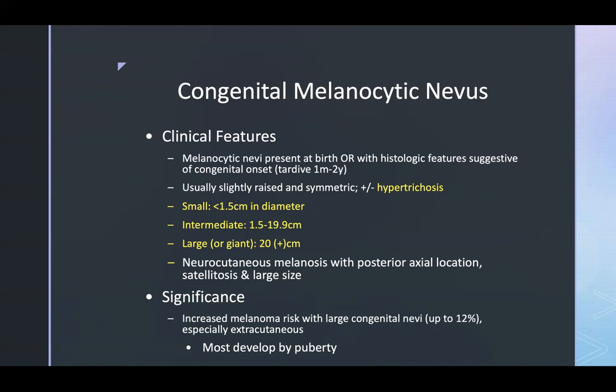Patients with a large congenital melanocytic nevus are at higher risk for neurocutaneous melanosis, with posterior axial locations, satellitosis, and large size. The significance here is that there's an increased melanoma risk with large congenital nevi, up to 12%, especially in extracutaneous melanocytic nevi, and most of these develop by puberty.